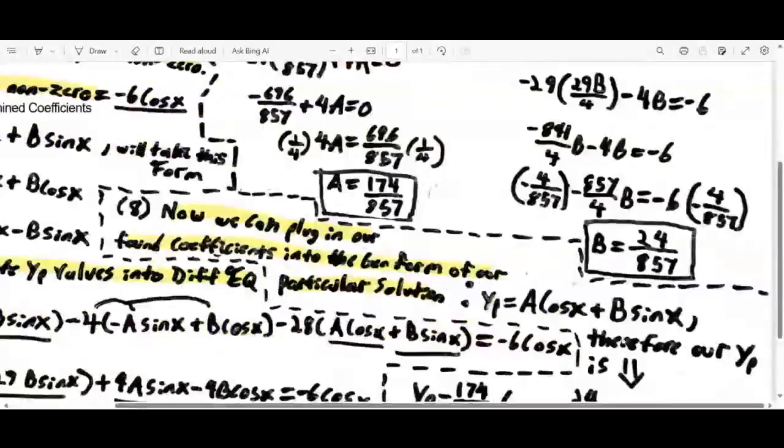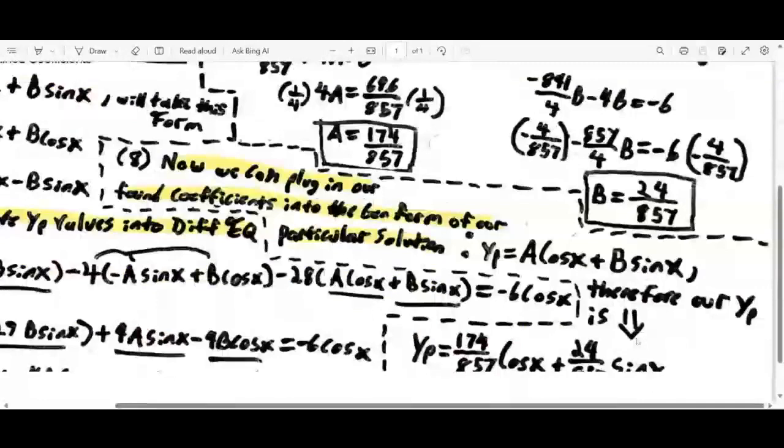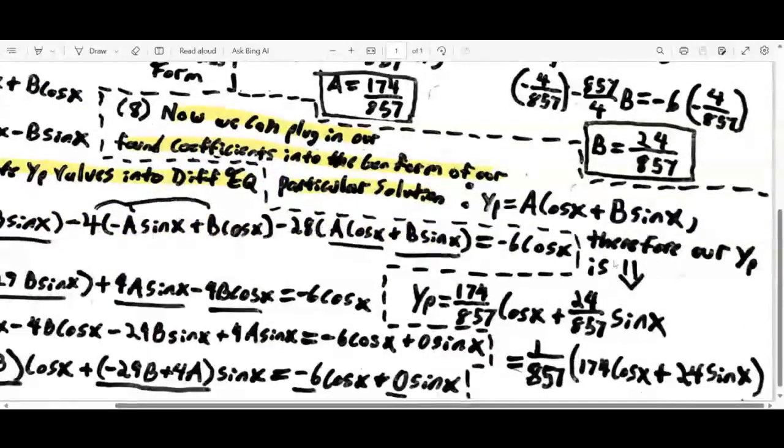And so once we have our general form and acknowledge that, we're just going to substitute in our a and b values. And so the answer is going to be yp is equal to 174 over 857 cosine x plus 24 over 857 sine x. And it can be simplified to 1 over 857 times 174 cosine x plus 74 sine x. So that's my answer.